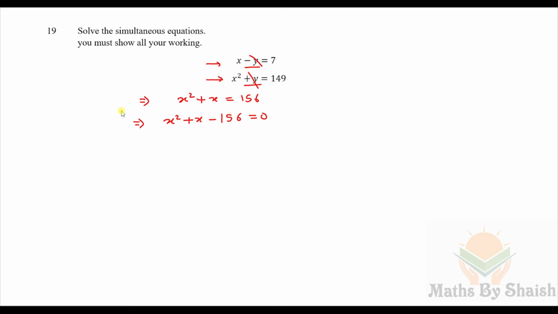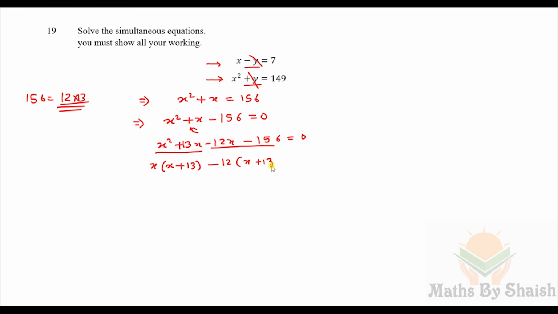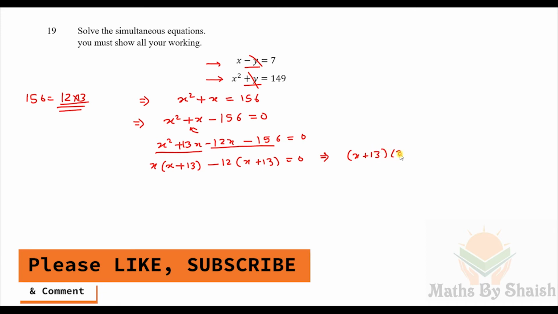And now we can see 156 is 12 into 13, and we need to get 1x by subtracting this number, so this pair will work. So we can write it as x square plus 13x minus 12x minus 156 equals 0. From the first two and the last two we'll take something common. We can see the common is x here, so it becomes x plus 13, minus 12 common, it becomes x plus 13 equals 0. We can rewrite it again: x plus 13 into x minus 12 equals 0.